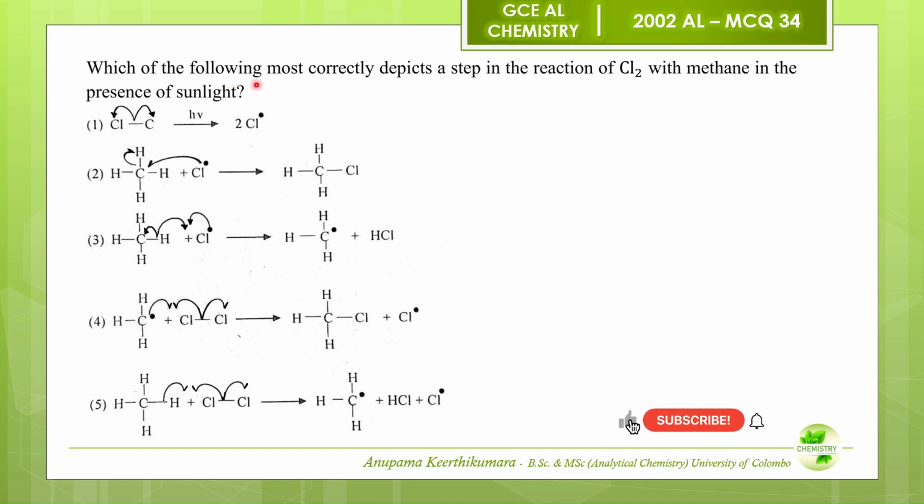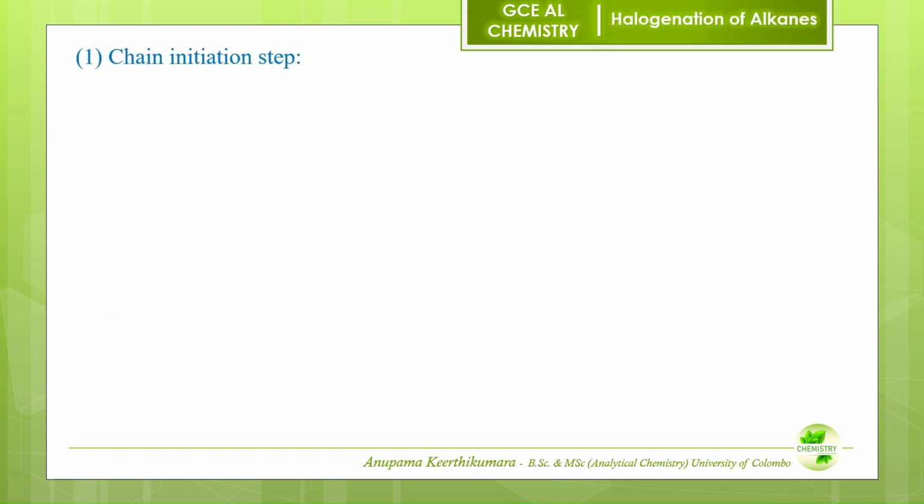Which of the following most correctly depicts a step in the reaction of chlorine with methane in the presence of sunlight? Before moving forward, we will quickly go through the reaction mechanism. In the presence of light, chlorine molecules undergo homolytic cleavage and are converted to chlorine free radicals. The next step is chain propagation, and this involves several steps.